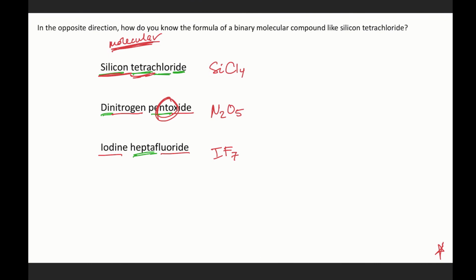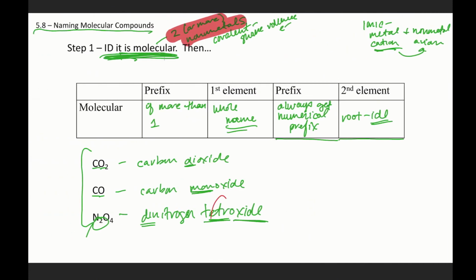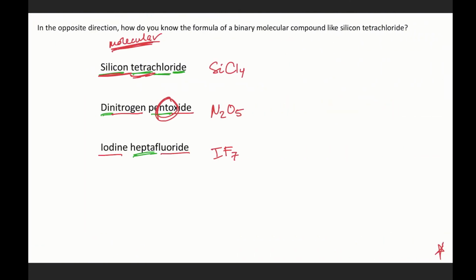And do be mindful about dropping the vowel on the prefix if it's next to oxygen, like in tetroxide. Monoxide, this one's an exception. All right, so that's molecular compounds. Again, more practice is coming, so no worries.